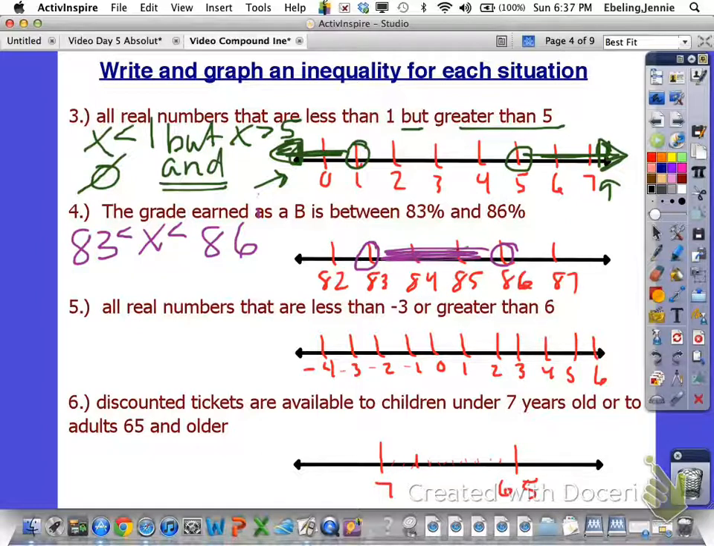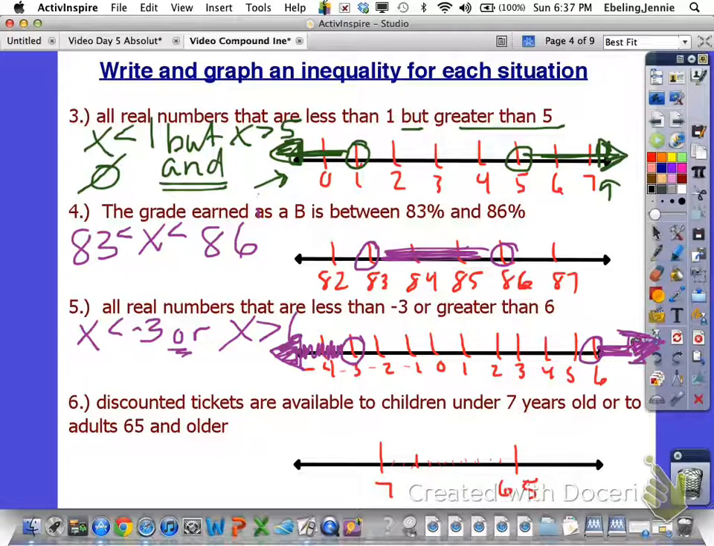Number 5, all real numbers that are less than -3 or greater than 6. All real numbers x are less than -3 or all real numbers that are greater than 6. Now remember, in an OR situation, whatever they happen to be, when you put them on a graph, open circle at -3, shade to the left. In an OR situation, they do not have to overlap. They usually go in opposite directions. Open circle on 6 and shade in this direction. It doesn't mean that they always will, it's just most of the time they usually go in opposite directions when it's an OR. And an AND should always be shaded in the middle. It's what they have in common.